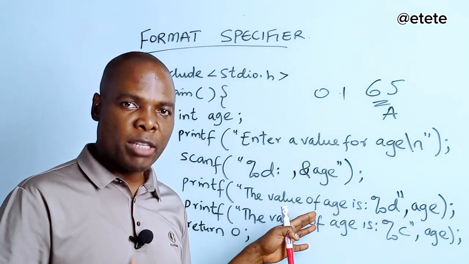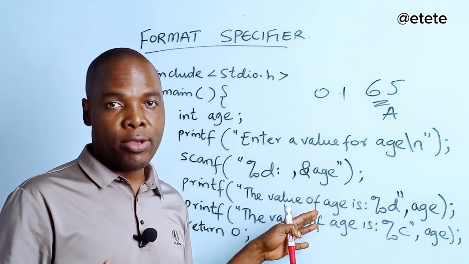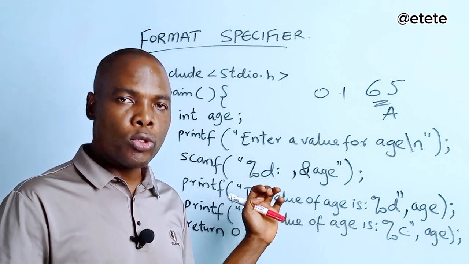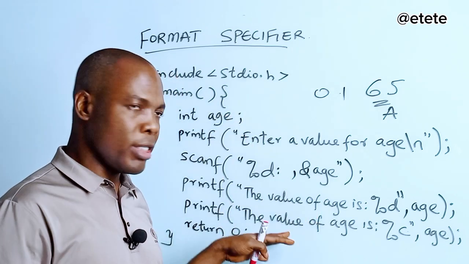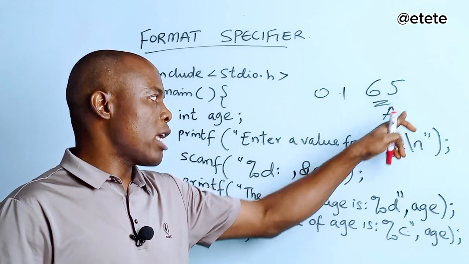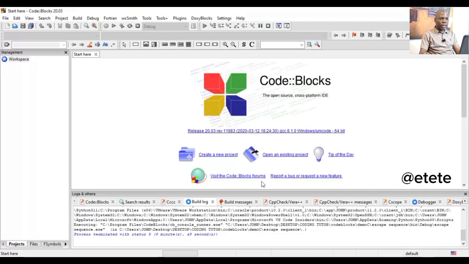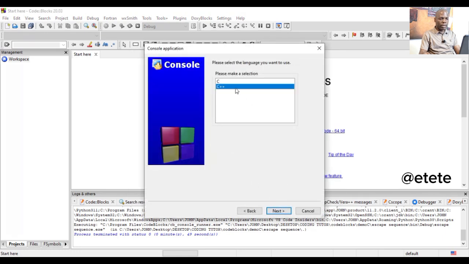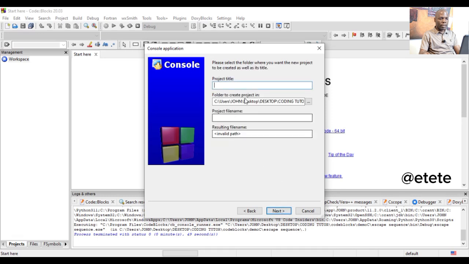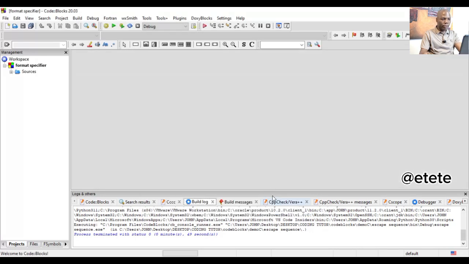There are many format specifiers that you can look up on your own. So let's go to Code::Blocks. Let me demonstrate this for you to see how this output is going to come out. Okay, so this is our Code::Blocks. Let's create a new project. Create new, double click on this, click on next, pick C, next, then type format specifier, and then next, finish.